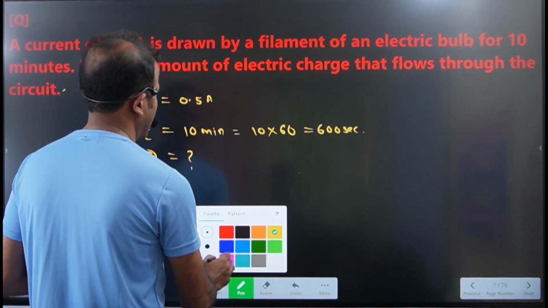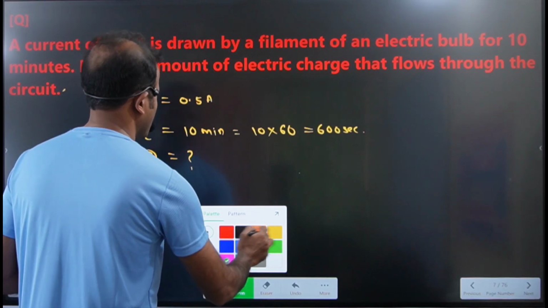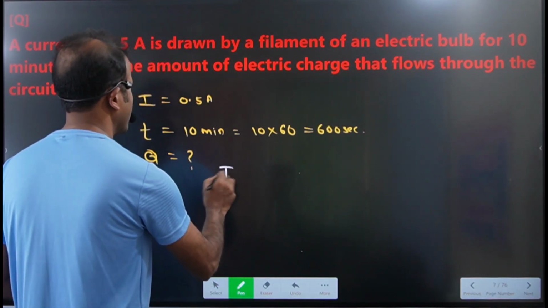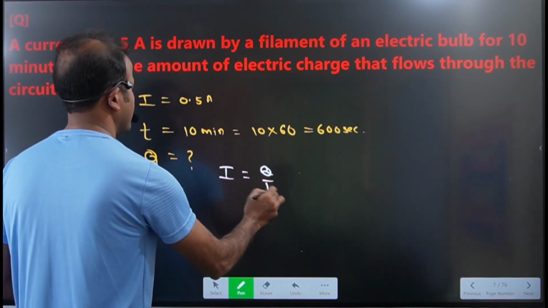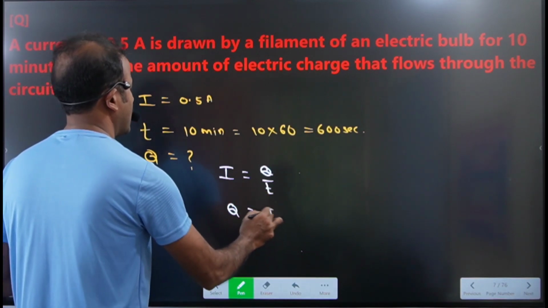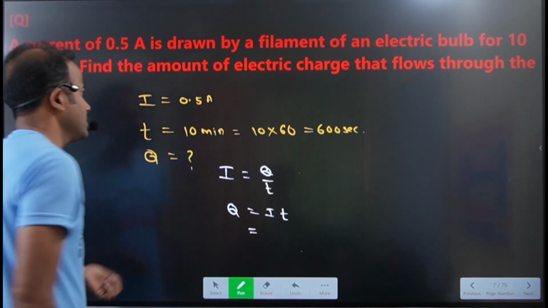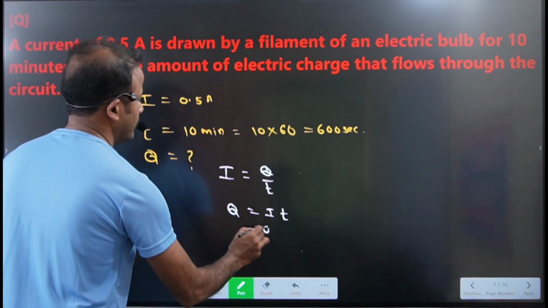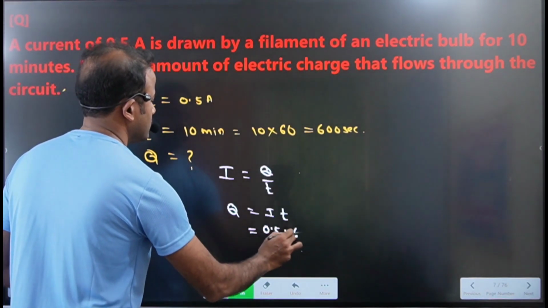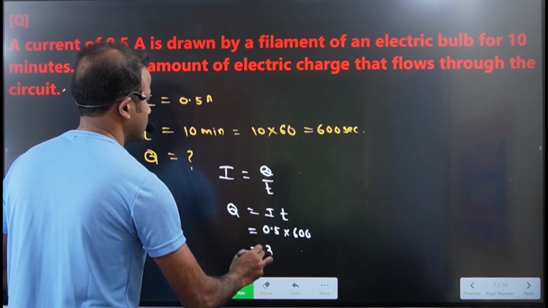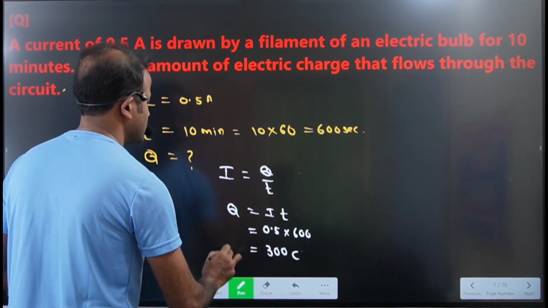What is the formula we have? I equals Q by T. Then Q equals I into T. What is the I here? I is 0.5 into 600, which is equal to 300 coulombs. Okay.